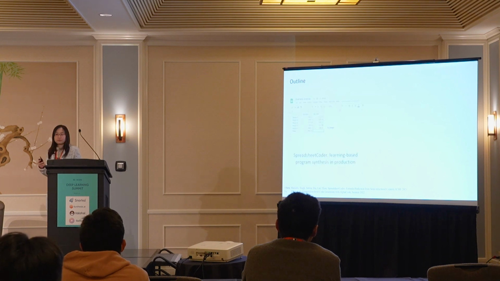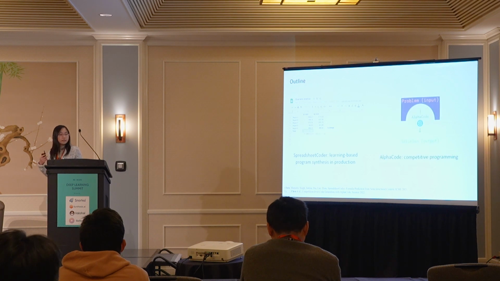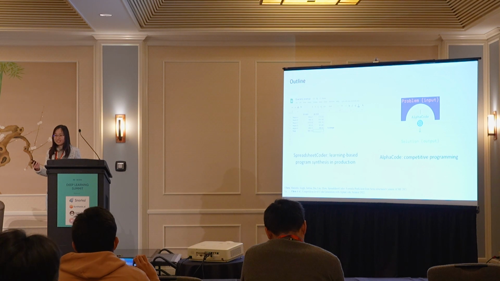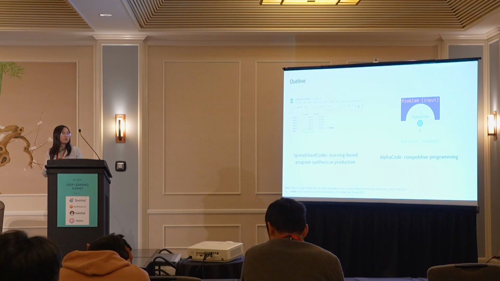So I will first discuss my work Spreadsheet Coder, where we show that we can develop a relatively small model which can perform well in the production use of these program synthesis applications. Then in the AlphaCode work, we will show that simply scaling out the model does not necessarily give us more intelligence coming from the model, and we still need something else to really achieve good performance on solving the challenging programming problems.